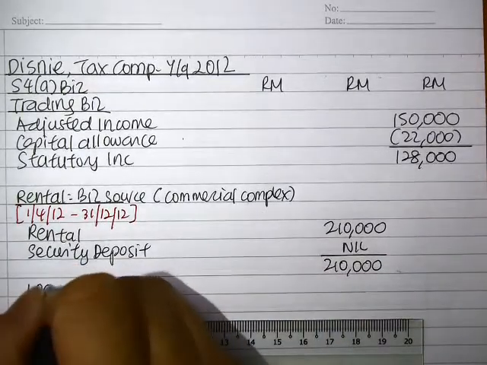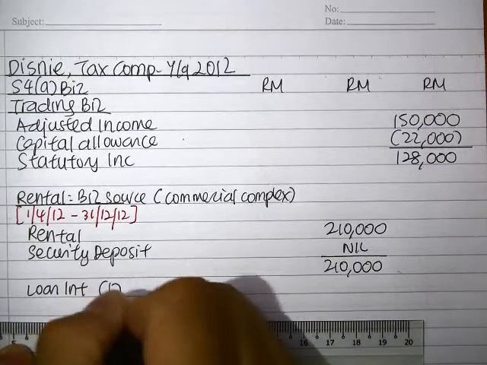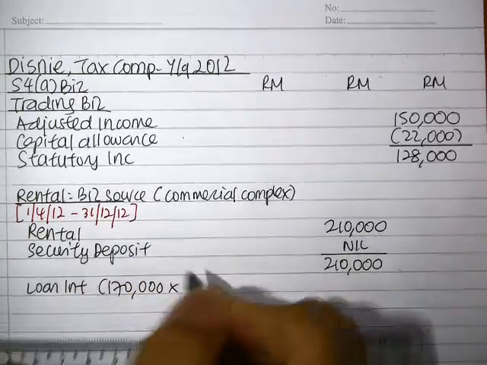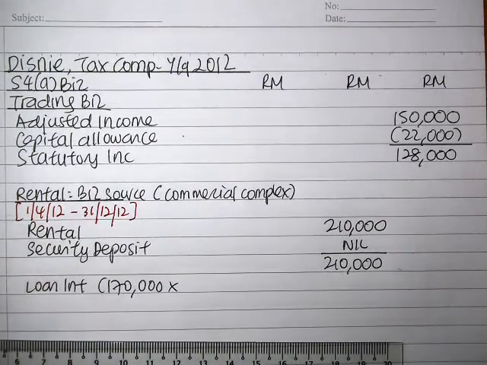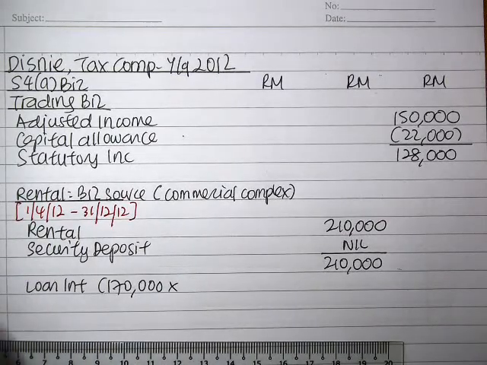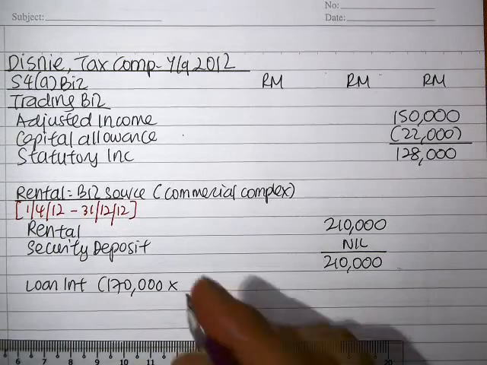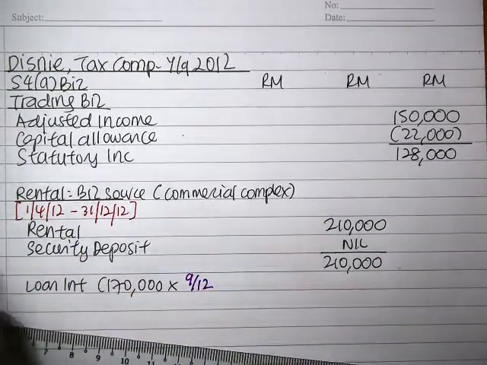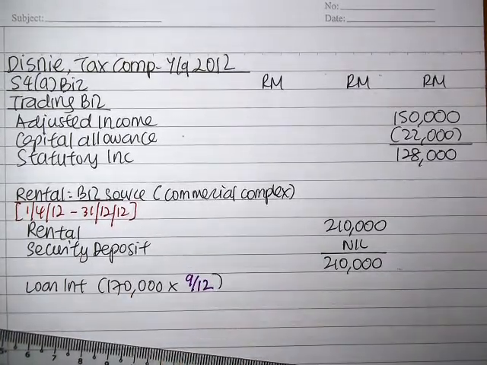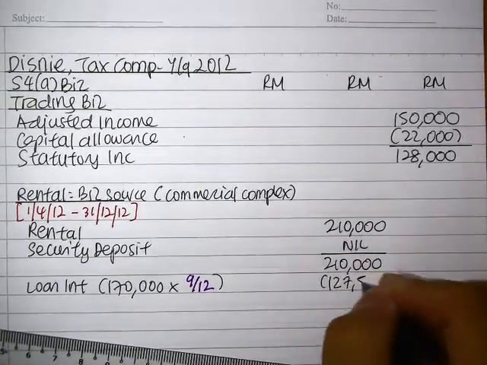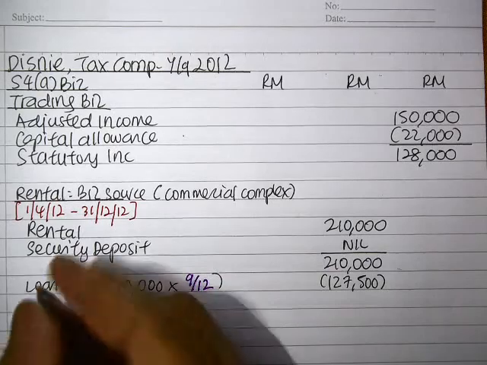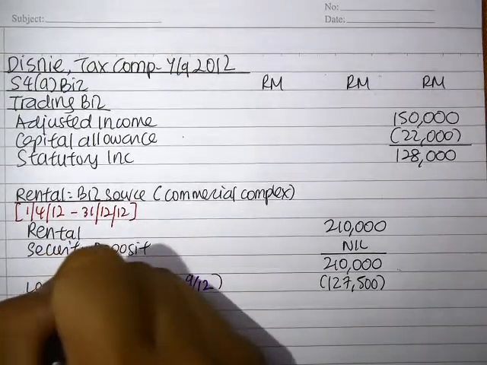And we have loan interest, which is 170 for the whole year. So please, you must remember that you have to apportion. So this is April till December, so there will be 9/12. That's 127,500. Okay, we have the repair and maintenance.